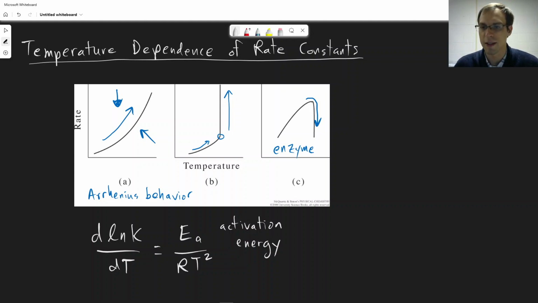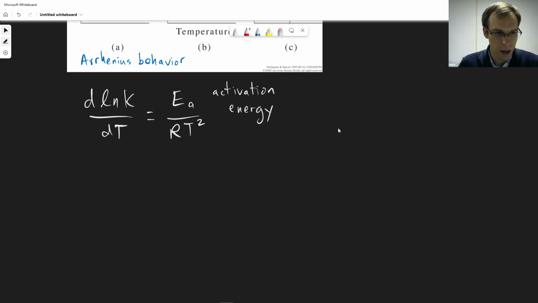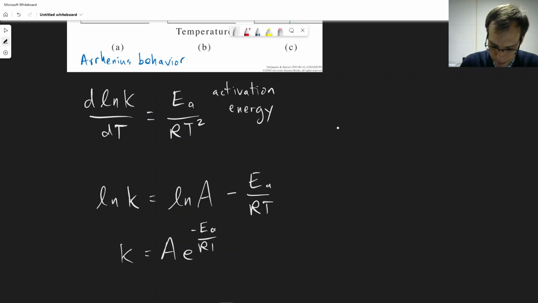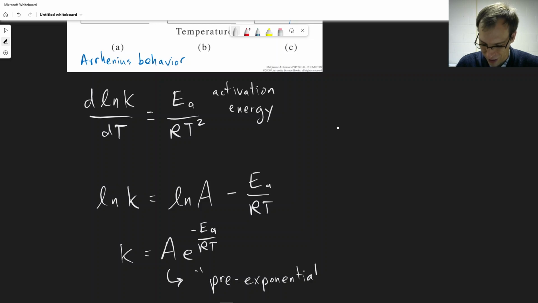We can integrate this to get an integrated form of this equation. If we integrate this, we'll get ln k equals the natural log of some constant that we call A, minus EA over RT. Or if we take the exponential of both sides, we get k equals A times e to the minus EA over RT. And this is what's known as the Arrhenius equation. In this equation, EA is the activation energy, which we'll discuss a little bit more in a few minutes, and A is called the pre-exponential factor because it comes before the exponential. Very clever name, I know.